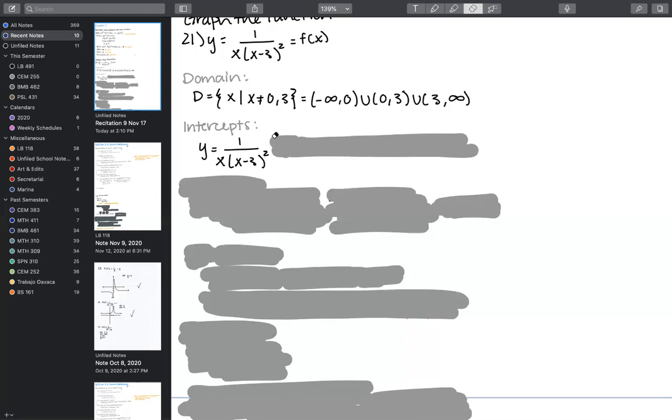So the point being that you can't set this equal to 0 and that there are no intercepts, because we've got this constant in the numerator, and in order to find when a fraction is equal to 0, you've got to set the numerator equal to 0. And so it's not possible. We've got no intercepts.